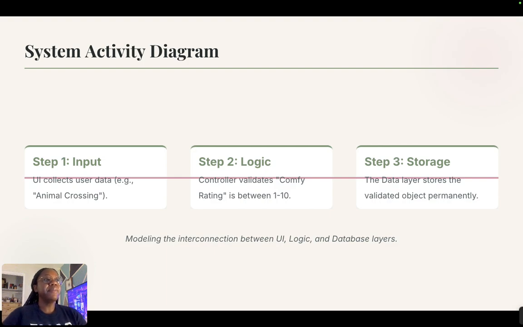So this diagram illustrates the workflow of a typical system action. It starts with the UI layer where a user enters data like Animal Crossing. That data is passed to the logic layer where the controller validates that the rating is between 1 and 10. Only after the logic layer approves the data is it passed to the data layer for storage. This gatekeeping ensures that our data never ends up with garbage data.